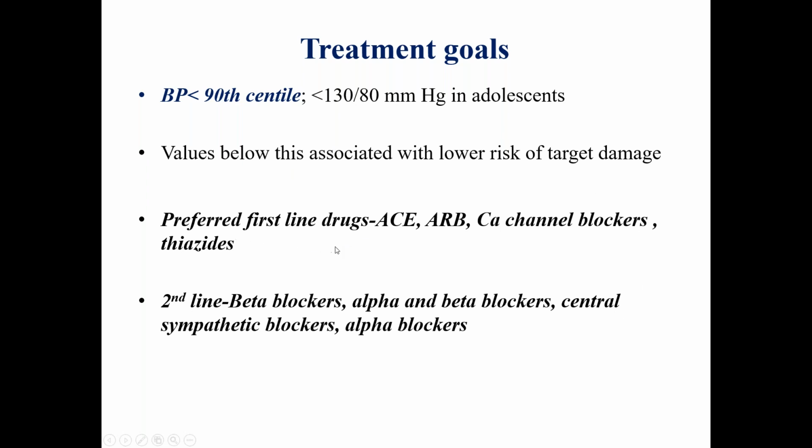And the preferred first line drugs in all these patients are your angiotensin converting enzyme inhibitors or your ARBs, that is the angiotensin receptor blockers. But a combination of these should be avoided because it can aggravate hyperkalemia in some patients. And calcium channel blockers like amlodipine, as I said, the most common calcium channel blocker that we use in the pediatric population. And you can also use thiazides like hydrochlorothiazide. And the second line antihypertensives in these patients are your beta blockers, your alpha plus beta blockers like labetalol. Then you have alpha blockers like prazosin. You have central sympathetic blockers like clonidine.